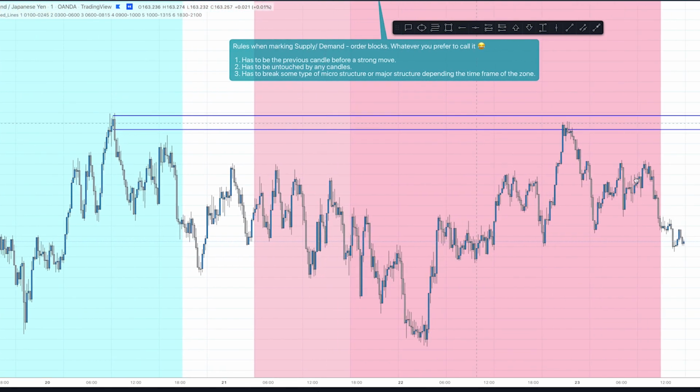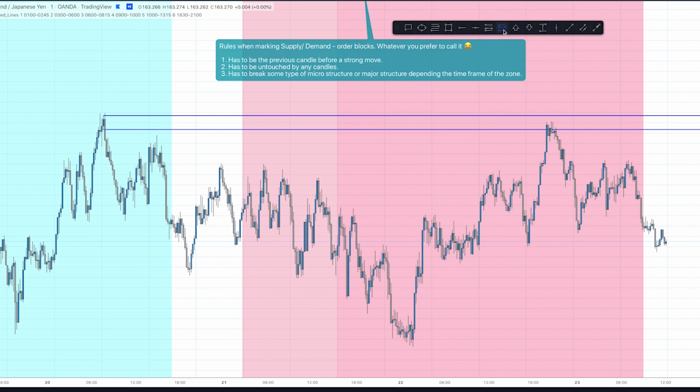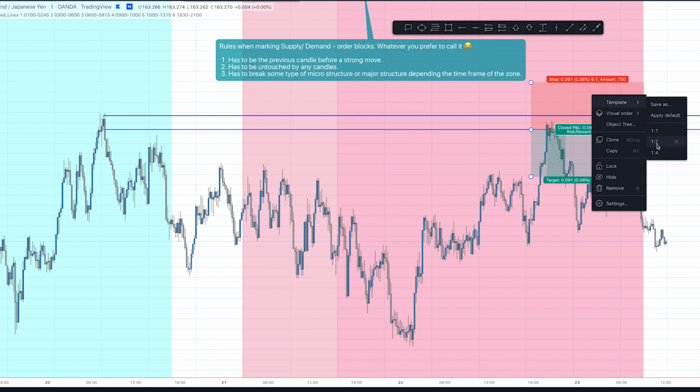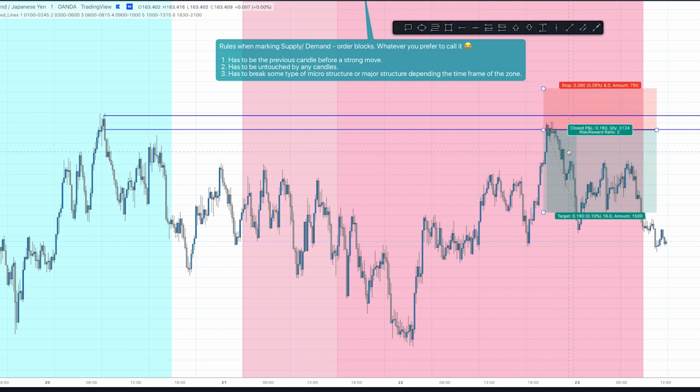So I called a sell limit literally right here at 163.487. This is a valid entry right here. And you guys can see that these entries are super precise. Once you get the hang of it and you can spot these zones, you're going to see that this is the most precise way to draw your supply and demand zones, slash order blocks.